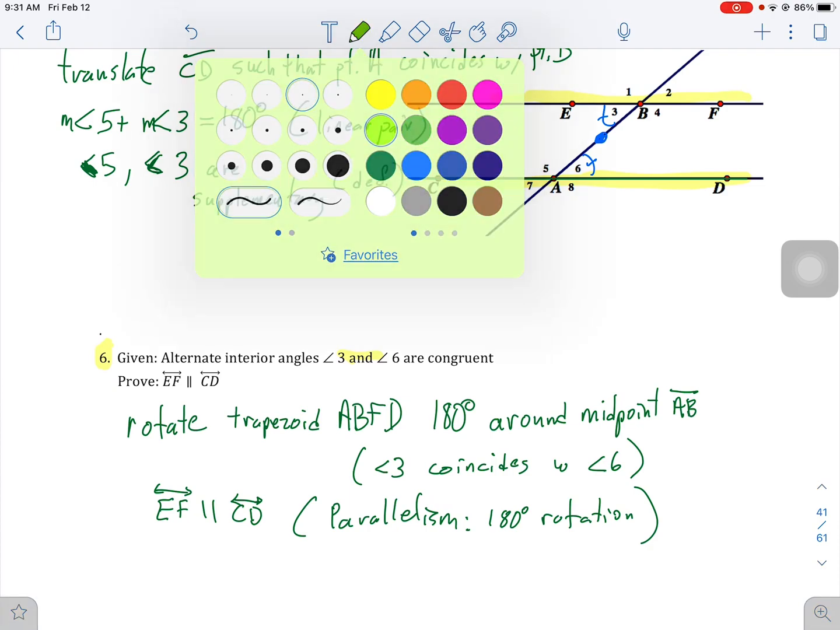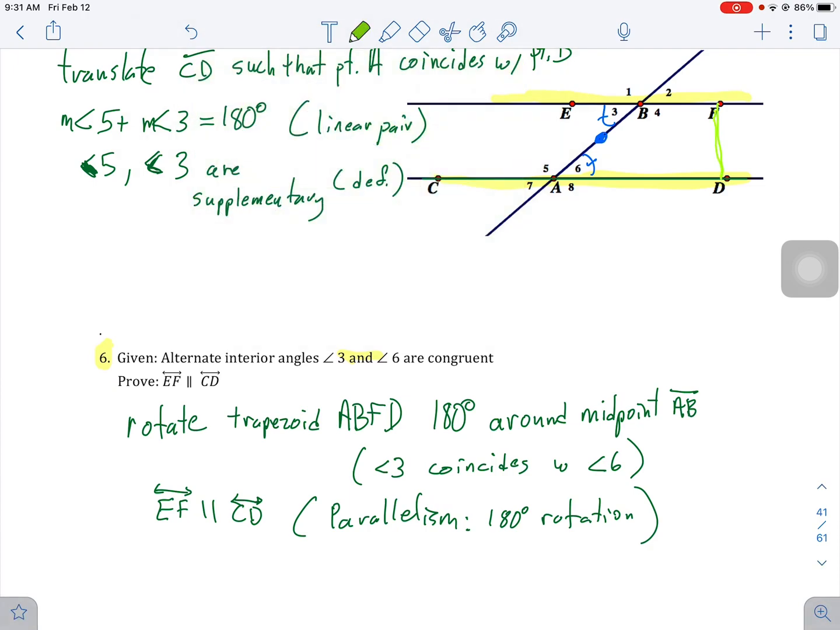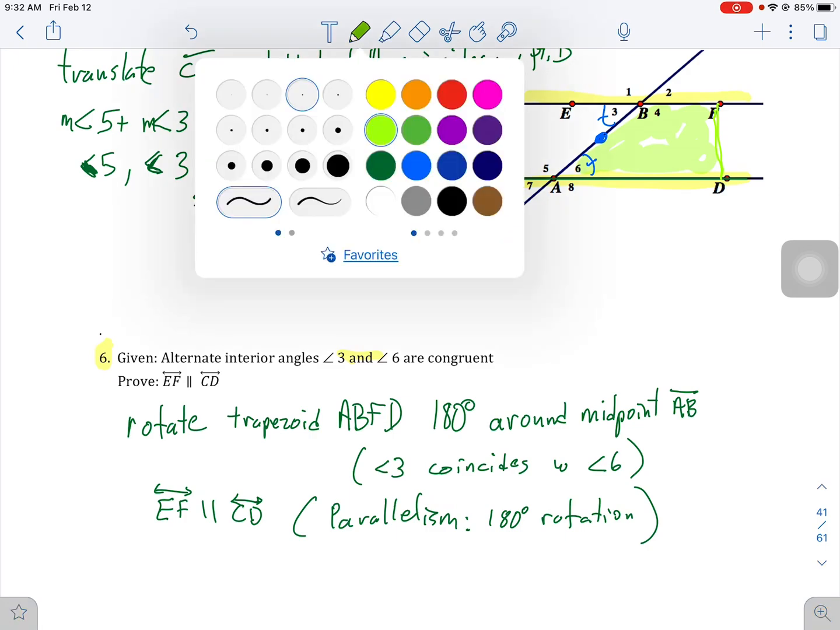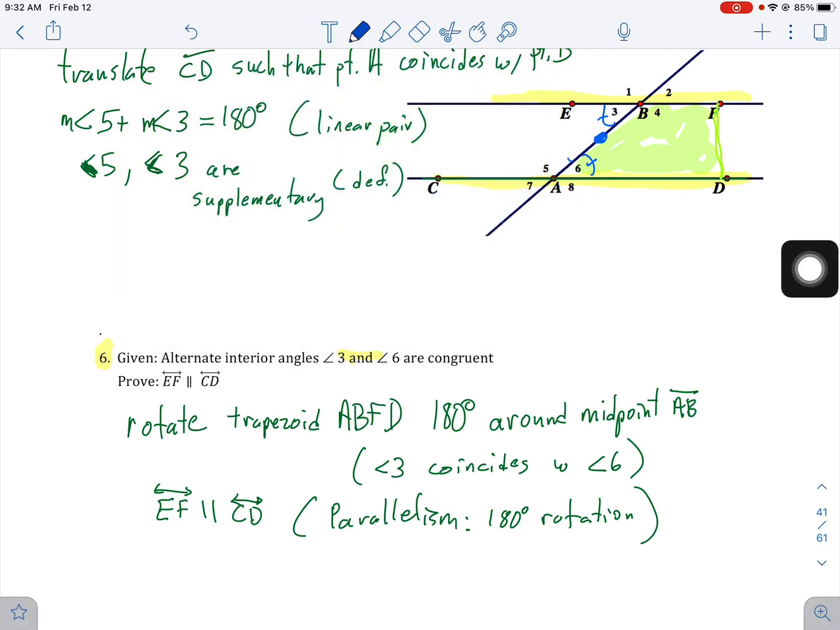So here's the trapezoid I was thinking of using. Let's do it with this. You can see there's a trapezoid here, ABFD. And if we go ahead and do a 180-degree rotation around this midpoint, we can kind of picture how that entire trapezoid rotates. Then the new trapezoid is going to be right here, right after that 180-degree rotation.